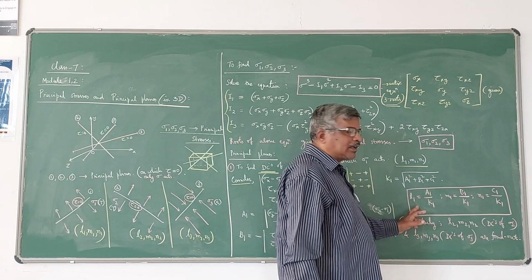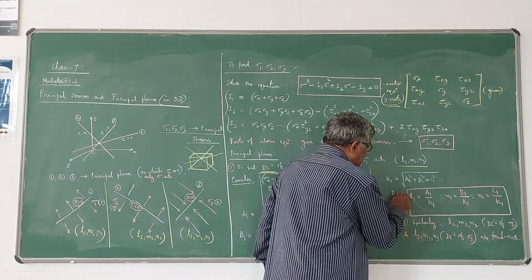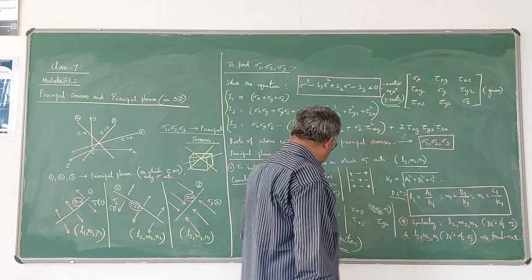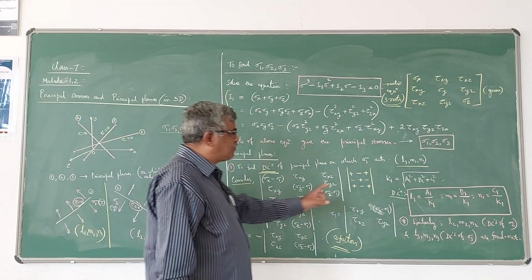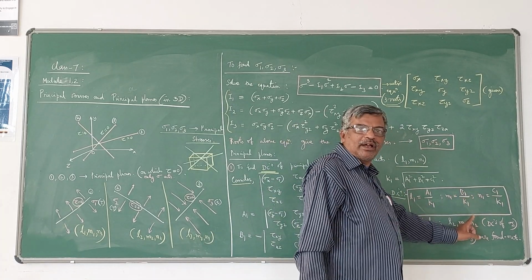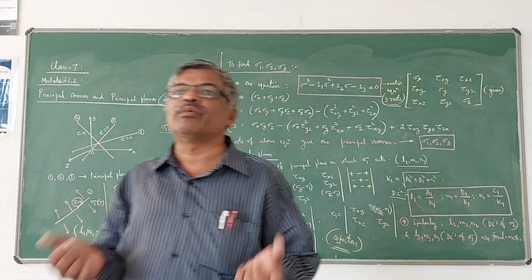Then your direction cosines of sigma 1 will be: L1 is whatever A1 you have got divided by K1. M1 is B1 divided by K1. N1 is C1 divided by K1. So three values you will get.